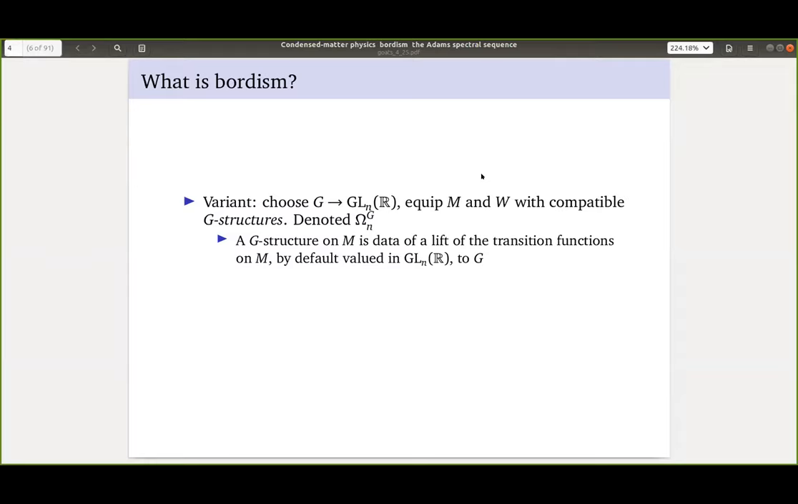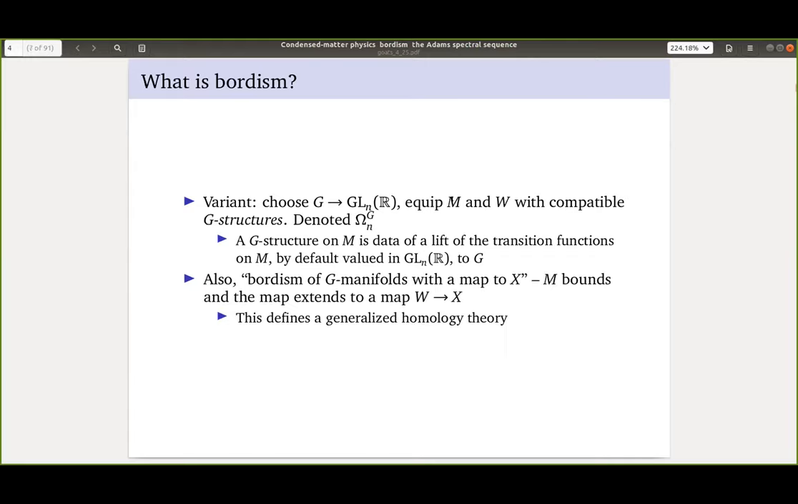Okay, so when I say equip M and W with compatible G structures, I'd like a G structure on M, a G structure on W, and the induced G structure on the boundary of W to be equivalent to the one on M. So then you get oriented Bordism, spin Bordism, lots of interesting variations.